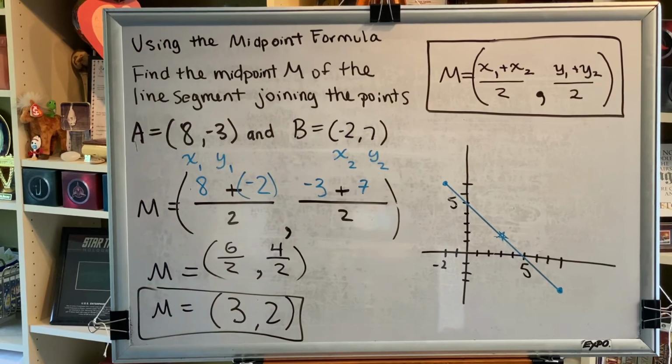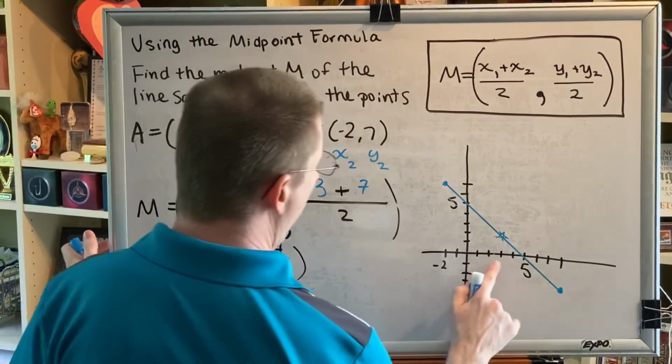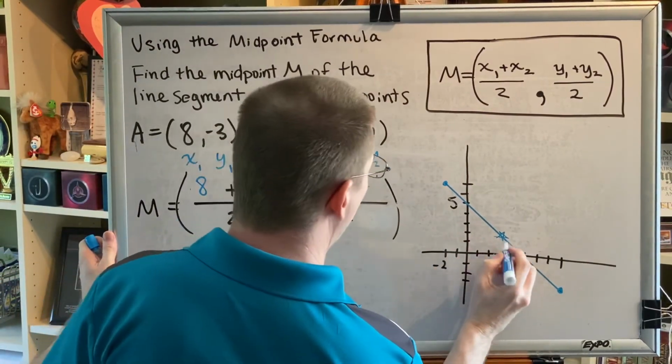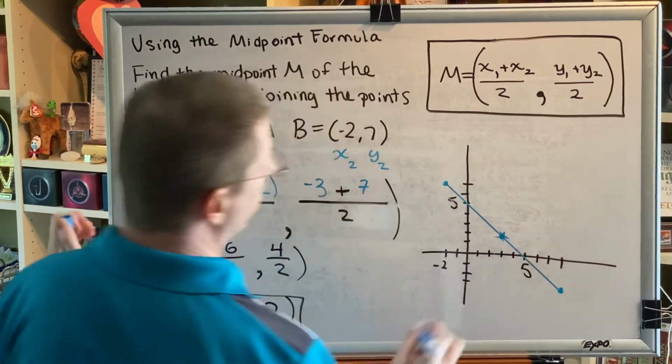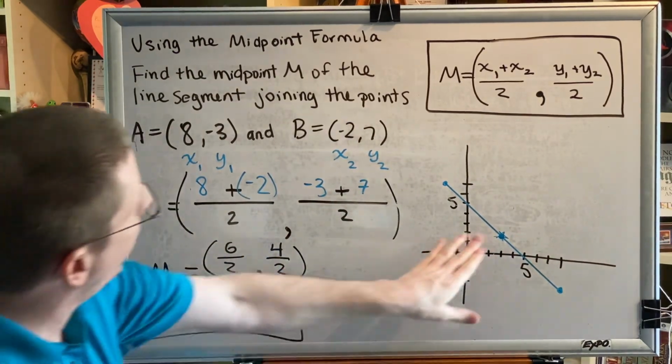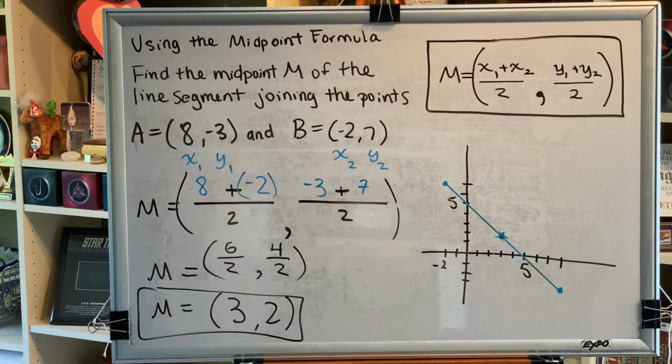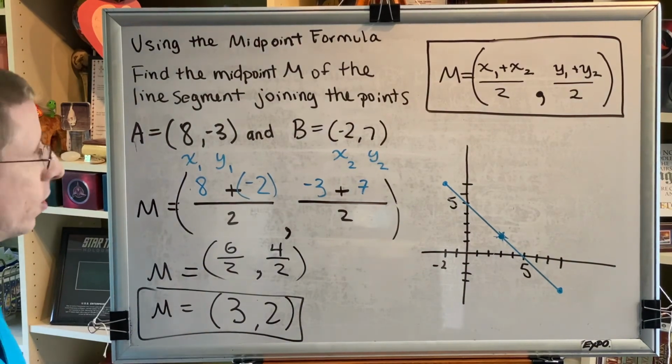Now let's plug in our answer, 3, 2. If I were to plot the point 3, 2, it would be at that location. Since that's exactly where I expected that it would be, it gives me confidence that my answer, 3, 2, is correct.